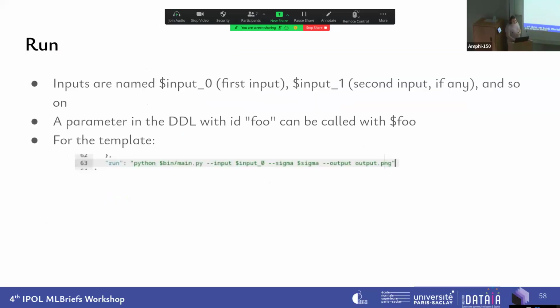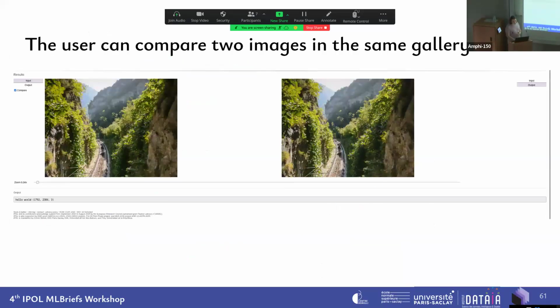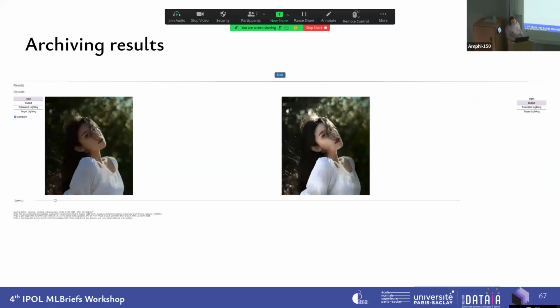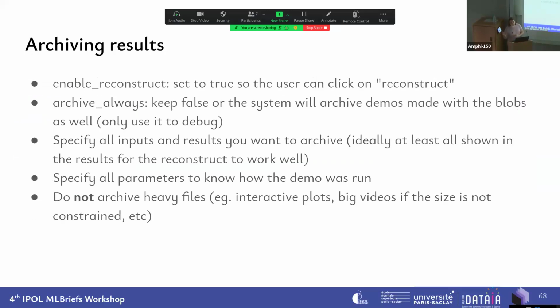So for inputs, for results, for instance, you can put results side by side. For instance, if you want to show a histogram of an image or a color map of a heat map next to the image, you can do it. I can explain it to you this afternoon. It's not in the presentation because it's very specific.